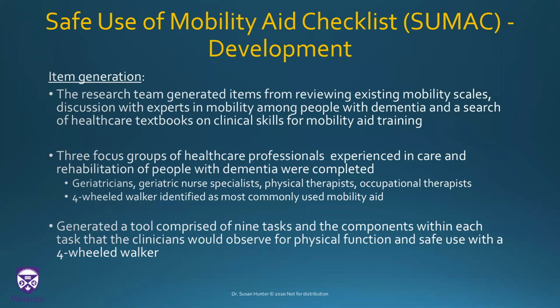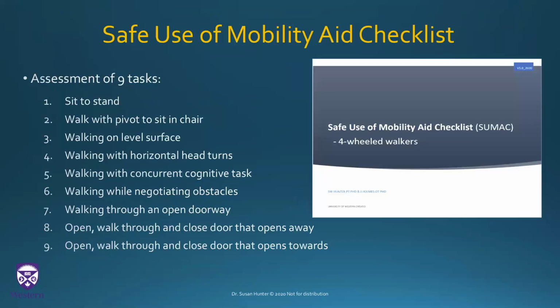So at the end of our focus groups and our looking at existing knowledge, as well as our own clinical experience, we were able to come up with a tool that was comprised of 9 tasks and the components within each of these tasks that clinicians would observe for physical function and safe use. And the 9 tasks were the task of sit to stand, walk with a pivot to sit in a chair, walking on level surface, walking with horizontal head turns, walking with concurrent cognitive tasks, walking while negotiating obstacles, walking through an open doorway. The last 2 are the most complicated.